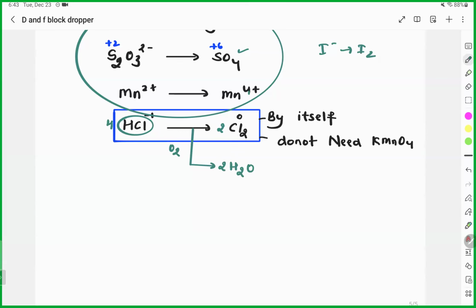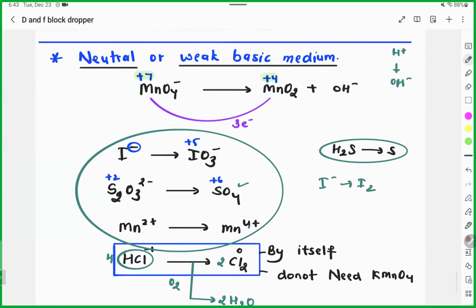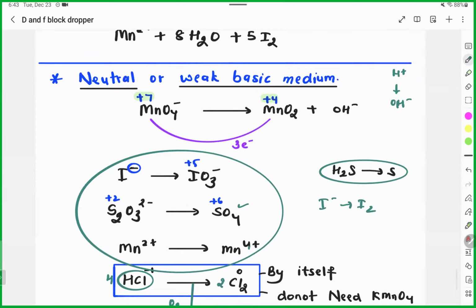Samarth asked: sir, in basic medium, we get a difference of 3 electrons, right? Yes. So can you explain how I minus goes to IO₃ minus? Here you have a difference of 6. So that's why for this you need 2 KMnO₄.